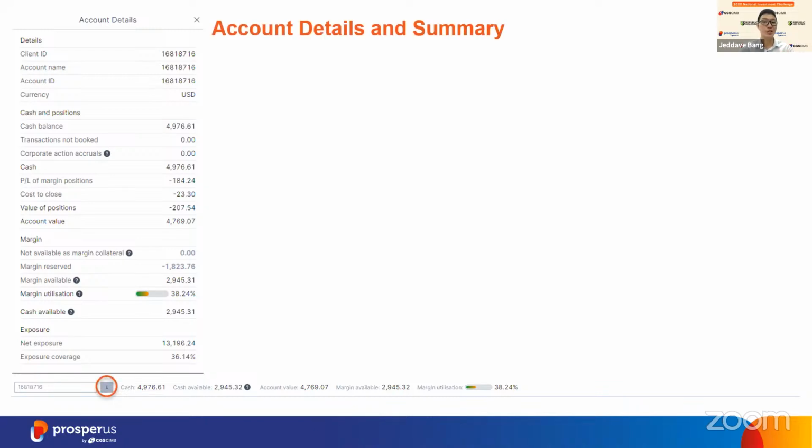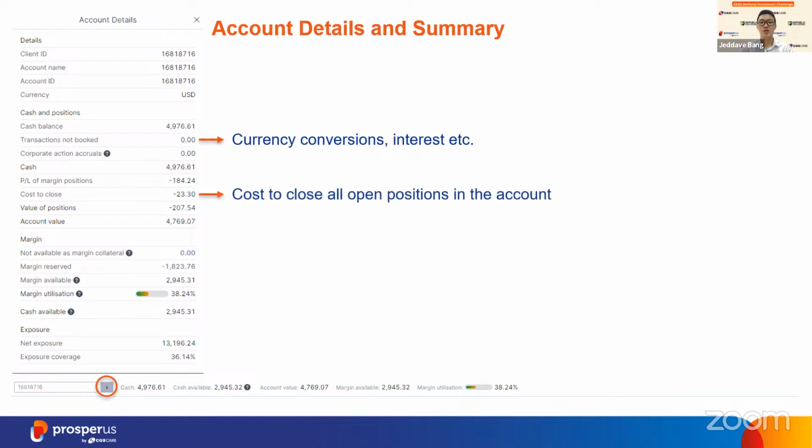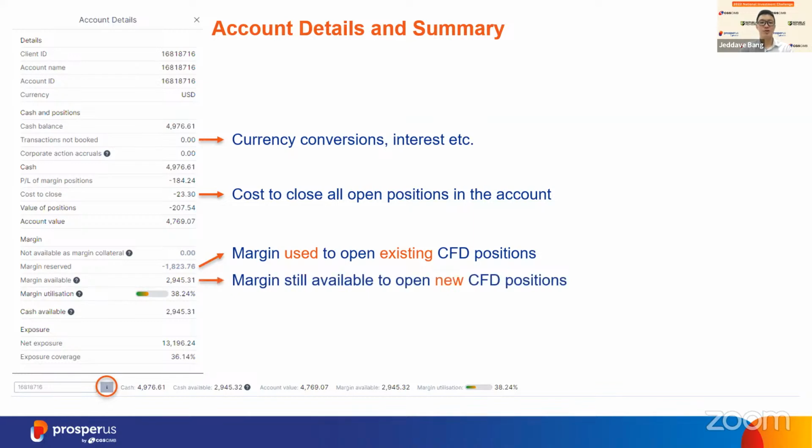Okay, so it's account details and summary, and you will see that there's a transactions not booked segment whereby you will see, let's say if there's conversions, interest, what have you, it's all there. There's a cost to close all positions in the account. This is the margin that you have used to open all CFD positions at the moment. So that will be the 4 counters that you saw just now in the other positions. All right. And let's say if you still do want to enter any new CFD positions, what you see here is how much money you have to open as initial margin to open new CFD positions, which is about $2,900. At that point of time, it was that. Okay.